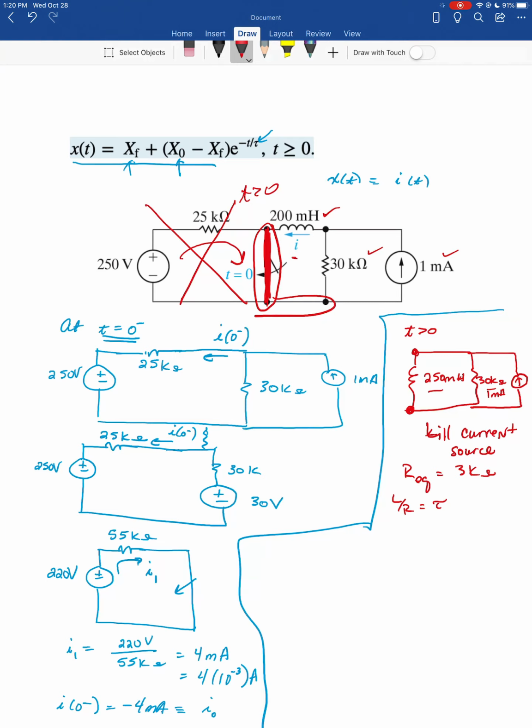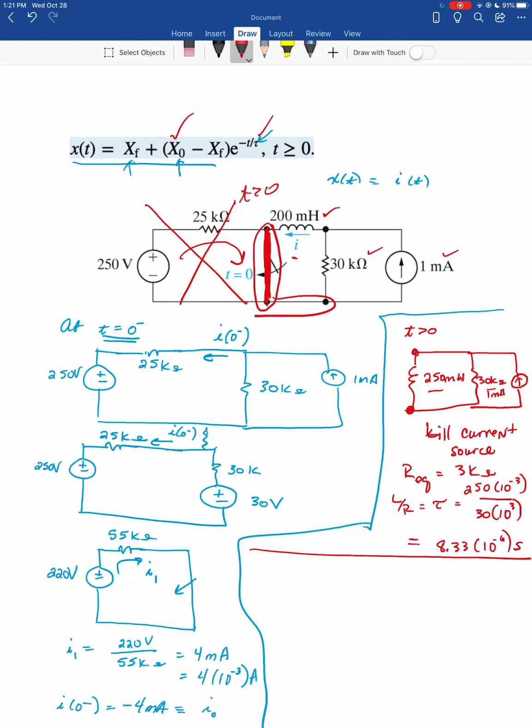So L over R, which is my time constant, will be 250 times 10 to the minus third divided by 30 times 10 to the third. And I believe if you simplify that, you get 8.33 times 10 to the minus 6 seconds. And once again, not an unreasonable time constant for a transient circuit. All right, so that's my tau. So now I have x sub 0 and I have tau.